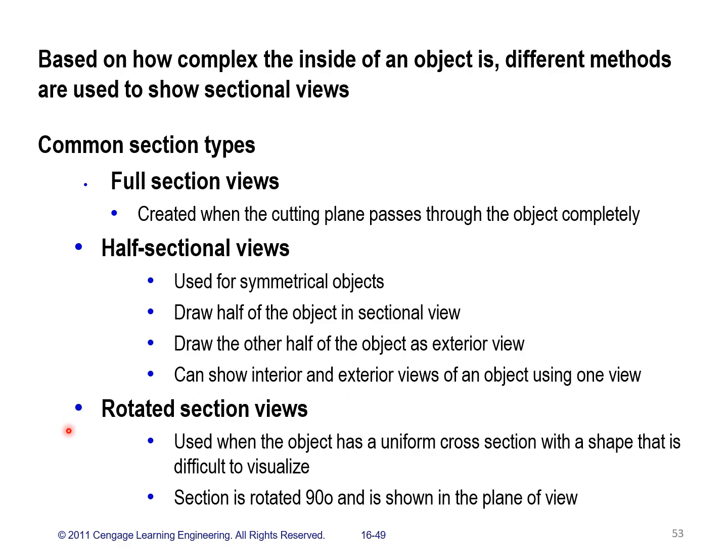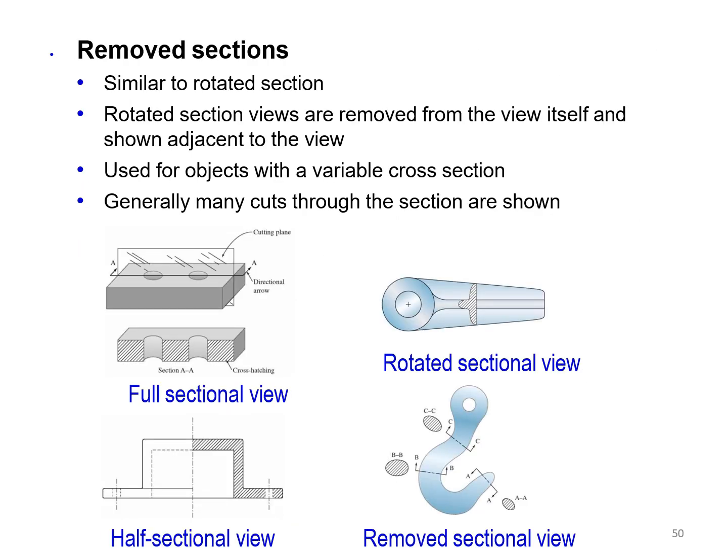We also have the rotated section views, which are used when the object has a uniform cross section with a shape that is difficult to visualize. The section is rotated by 90 degrees and shown in the plane of the view. The removed section is another type similar to the rotated section. Removed section views are taken out of the view itself and shown adjacent to the view, and are used for objects with variable cross sections, like what we have on this side.